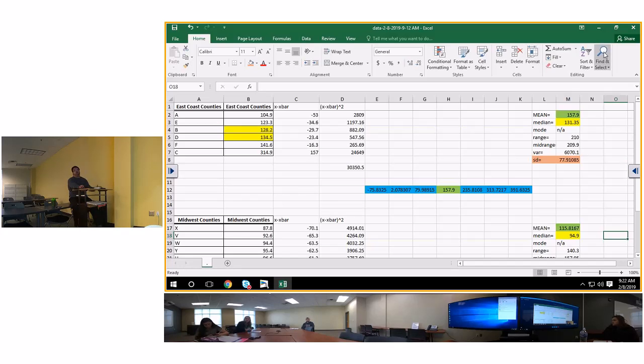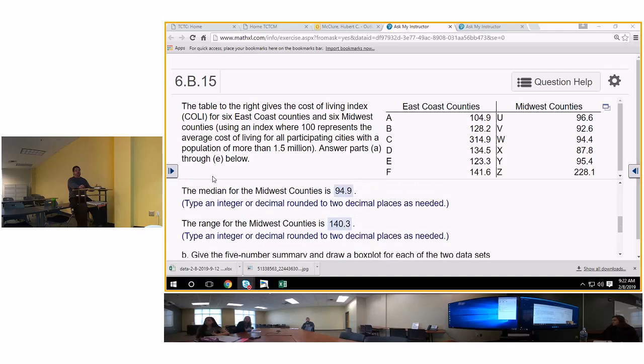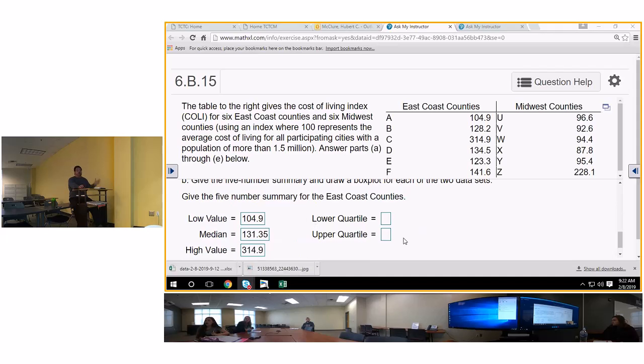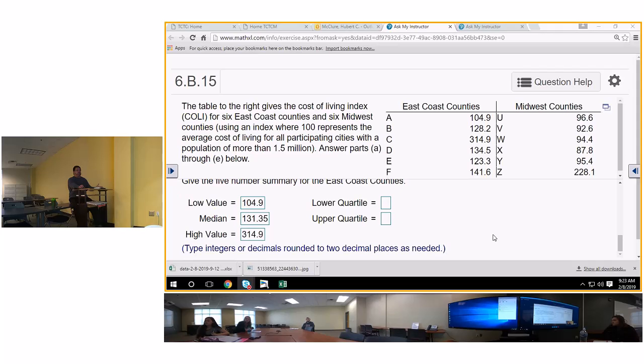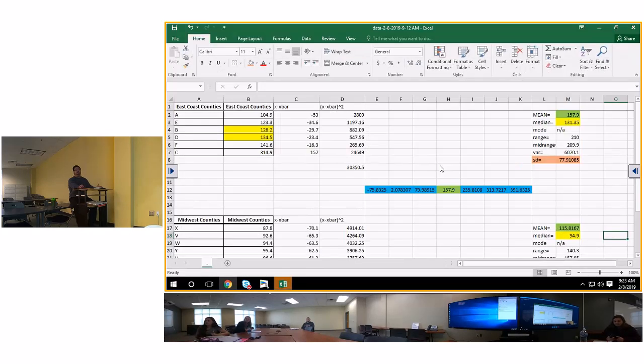So let's see. I don't know what all those questions are going to ask. I'm not going to answer all of them because I'm not going to go back and forth to the spreadsheet. It's asking for the mean, the median, the range. Okay, they want a 5-number summary, so let's do a 5-number summary. I think it's ridiculous to do a 5-number summary for 6 numbers, but we'll do it. Let's go back and we'll do a 5-number summary.